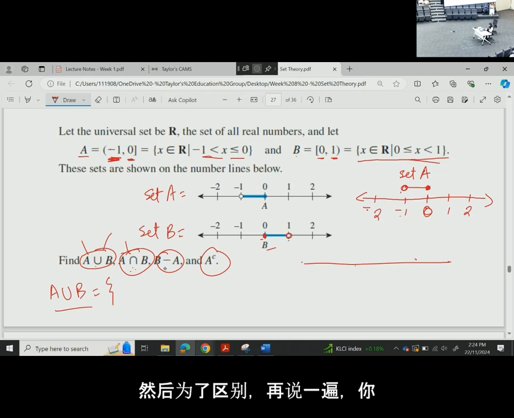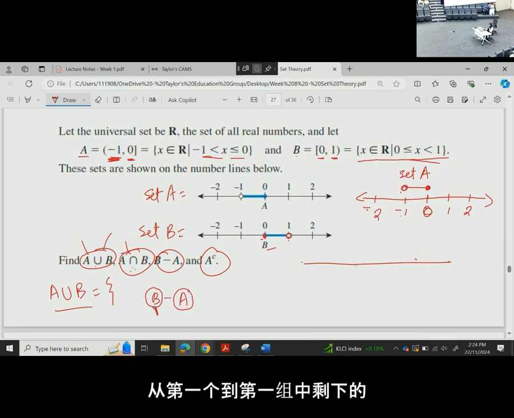And then for difference, again, you need to remember the rule. When you have to find the difference of, let's say, B and A, you focus on the first set that is mentioned, and you exclude all the elements of the second set from the first one, and whatever is left in the first set, that you include in the difference.